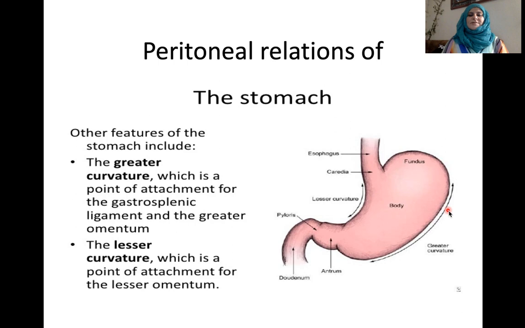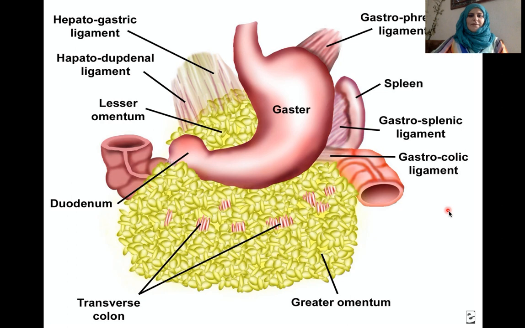Now, what are the ligaments? You have the lesser omentum here and the greater omentum here. The ligaments are at the same omentum, the lesser omentum itself, in regions where it thickened and formed ligaments. Two ligaments you will find at this region. One is called the gastrohepatic ligament, or hepatogastric ligament, going to the liver. The other is called the hepatoduodenal ligament, which goes from the liver to the duodenum. So these are the ligaments of the lesser omentum.